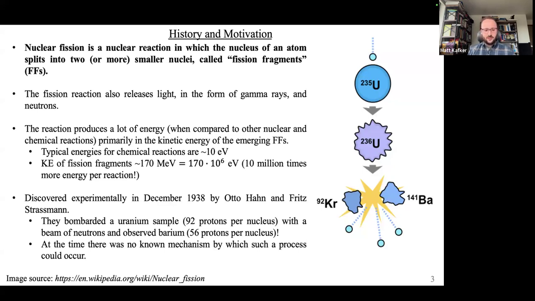Nuclear fission was discovered in December of 1938 by Otto Hahn and Fritz Strassmann. They were bombarding a sample of uranium with a beam of neutrons, and then in chemical analysis of the products, they observed barium. Uranium has 92 protons per nucleus, and barium has 56 protons per nucleus. I have to imagine that this was something of a surprising discovery because at the time there was no known mechanism by which such a process could take place.